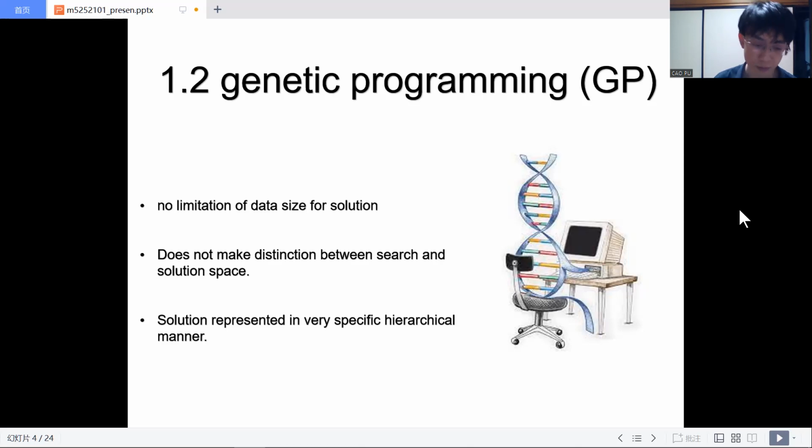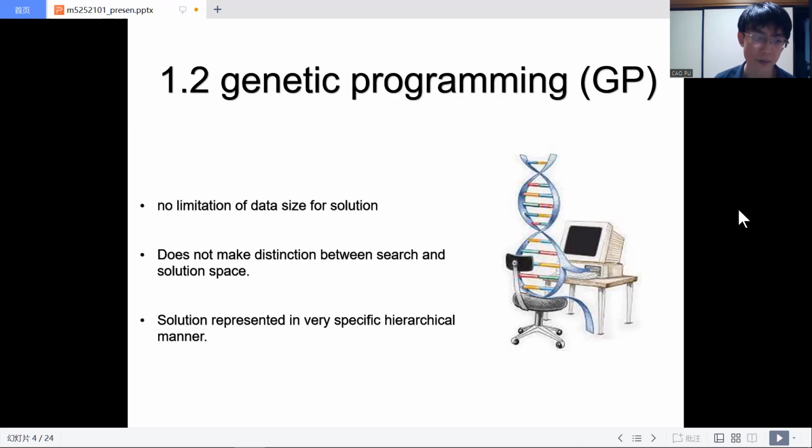And the second, it does not make a distinction between the searching and the solution spaces. That means we do not have any encoding or decoding for genetic programming. Like, for the typical genetic algorithm, you need to transfer the data to a binary number, then decode the binary number back to the data again. But for GP, we do not have that anymore.